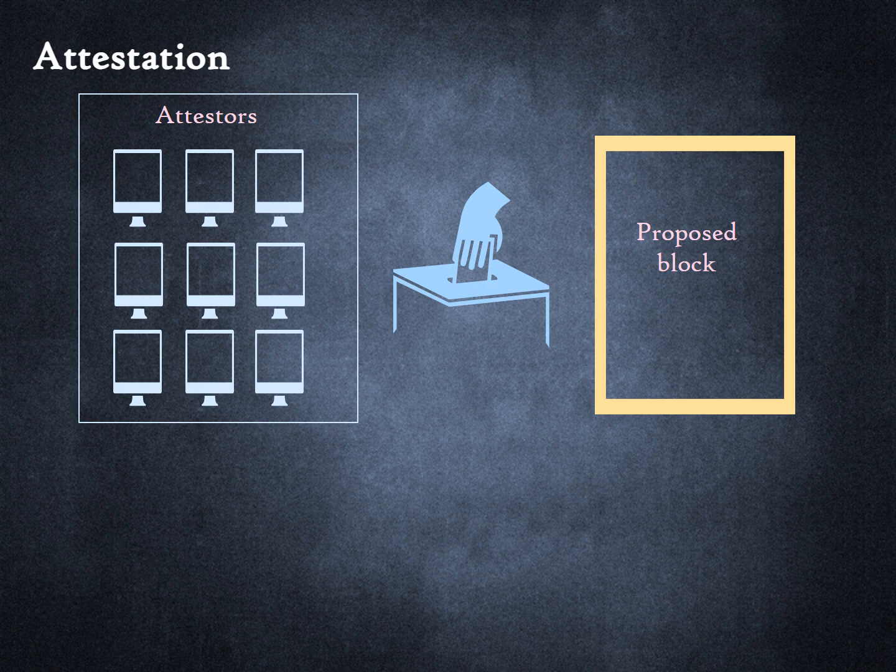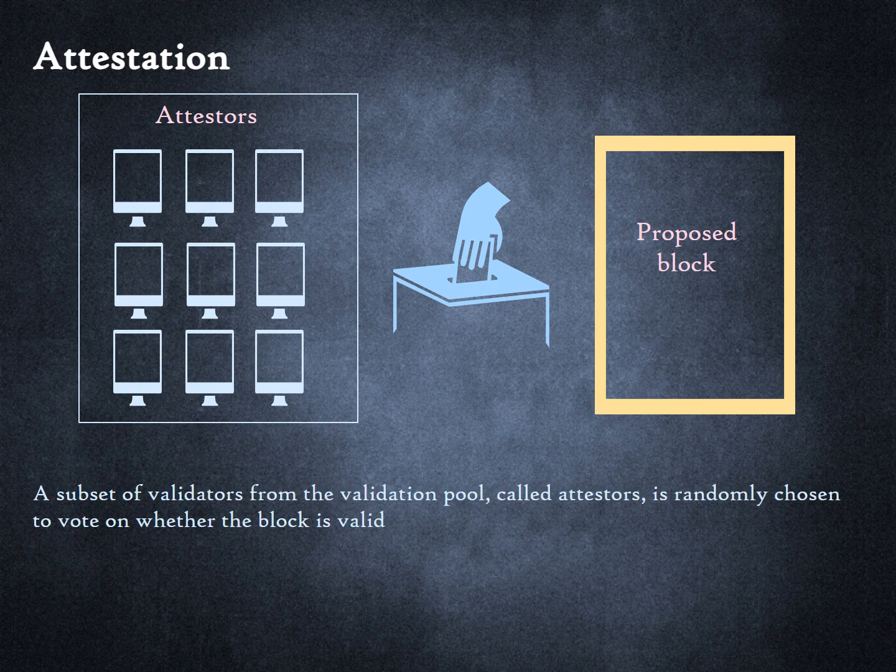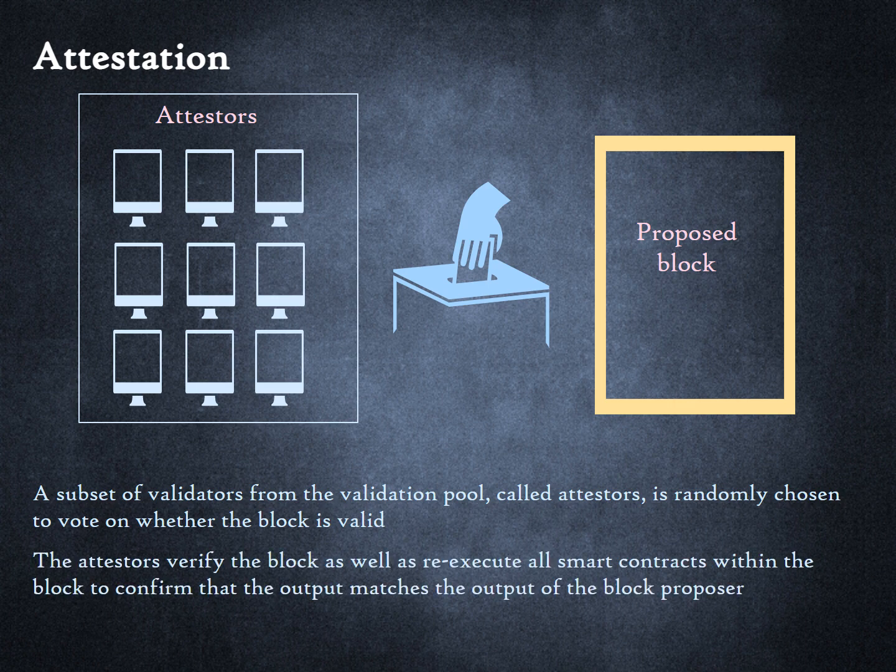A subset of validators from the validation pool is randomly chosen to vote on whether the block is valid. In Ethereum, the voting process is called attestation. The attestors verify the block. They also re-execute all smart contracts within the block to confirm that the output matches the block proposer. A block is considered valid if it garners the required votes.